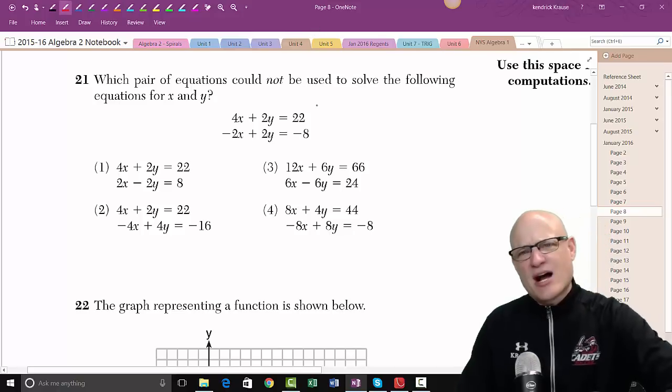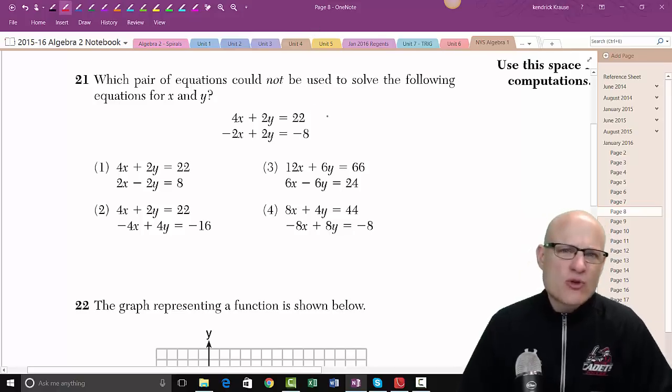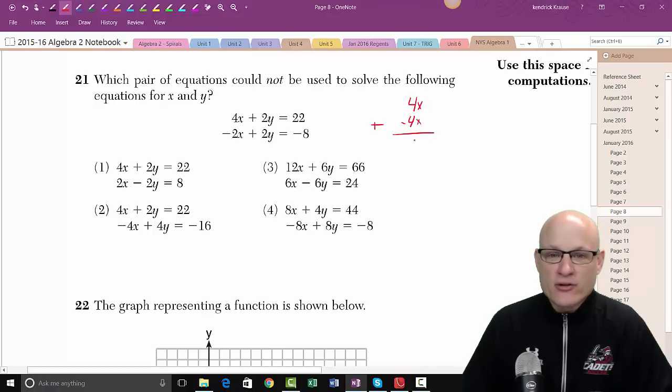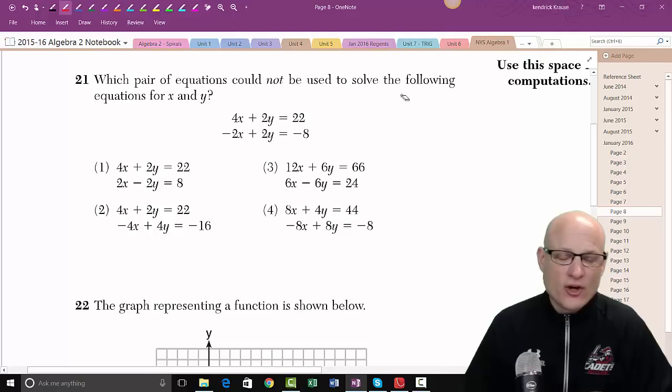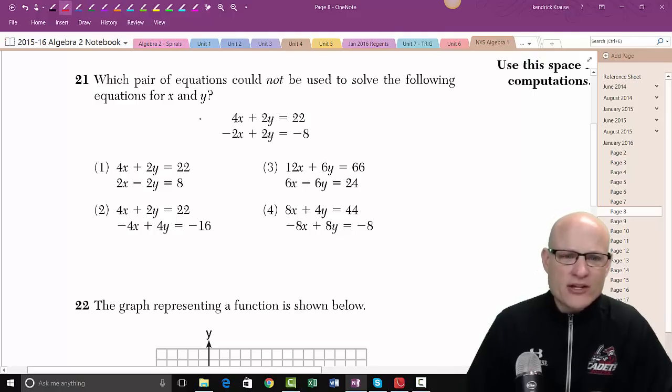So what they're doing now on these problems is they're going to try to change or manipulate the equations so we can use the elimination method. If you remember, the elimination method is if I have 4x and negative 4x, if I add those, they eliminate each other. There's nothing. Gone. And if I had 2y and negative 2y, they eliminate each other. So the elimination method says try to get the x's to match each other or the y's to match each other. So let's see how they changed the equations.